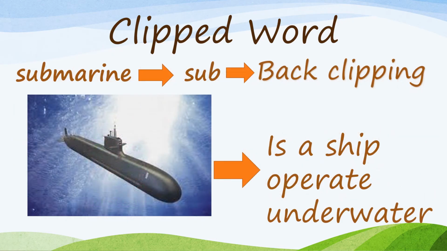Another word is submarine. What is the clipped word for submarine? It's sub, and the type of clipping used is back clipping, because only the first part of the word remains intact. What do we mean by submarine? It is a ship that operates under water.